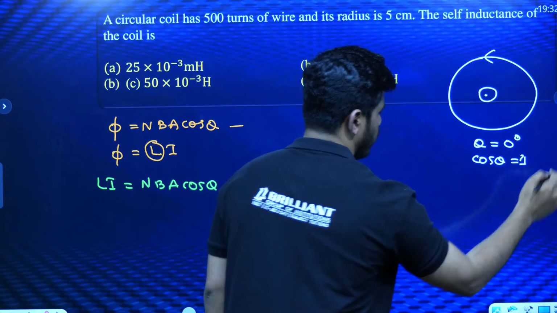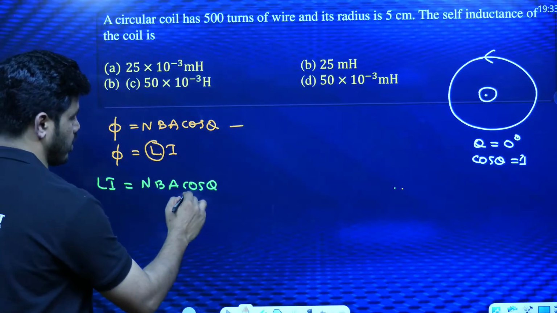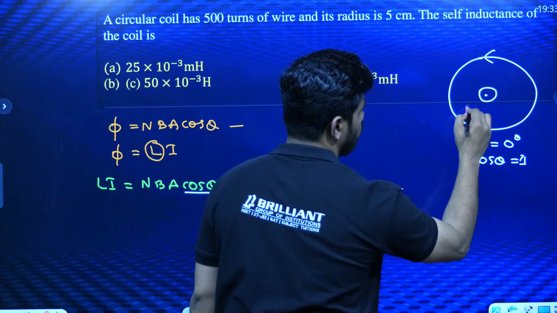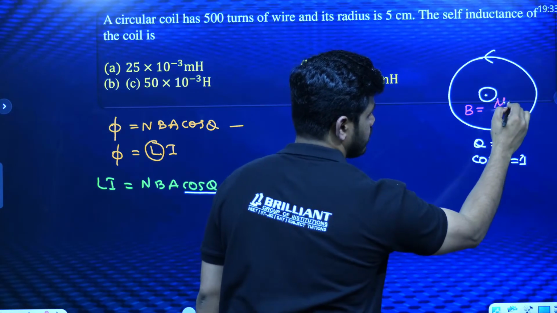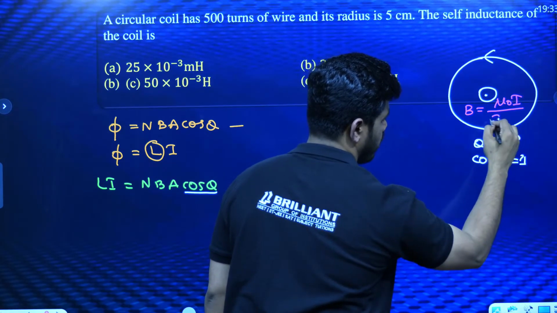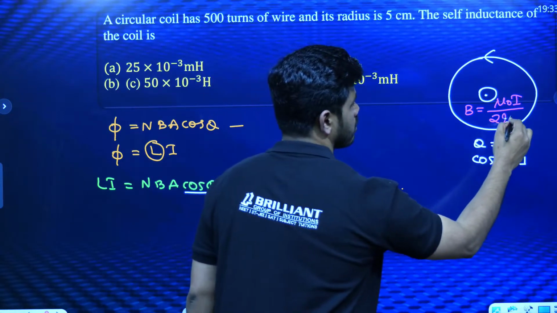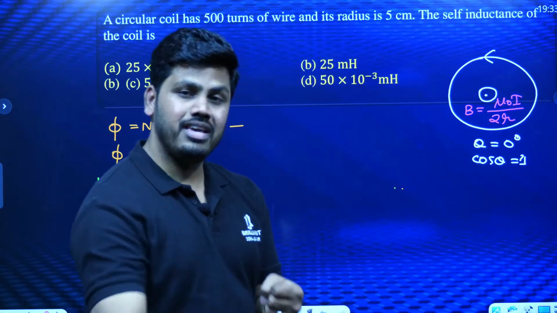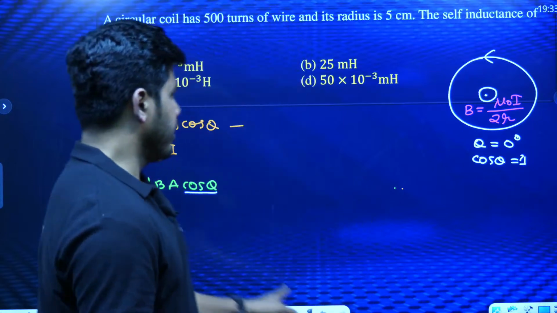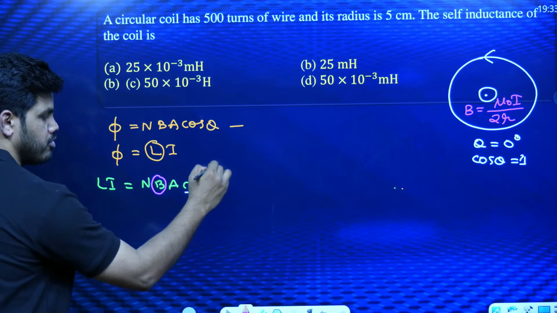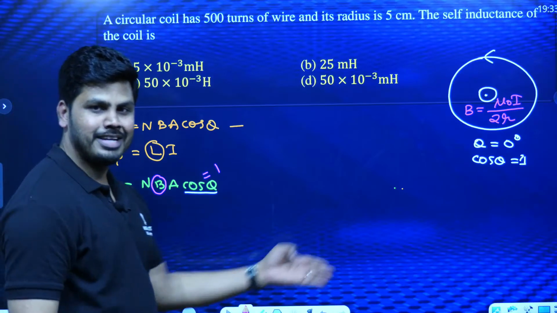So in this equation, what happens to the cos theta? It reduces to 1. And what will be the magnetic field at the center of this loop? What is the magnetic field here? We know for the center of a circular loop of wire, magnetic field is going to be mu naught I by 2R, where R is the radius, or 2A. A should be the radius. Okay, so now we can substitute that value of B here, and cos theta reduces to 1. We'll end up with the result.